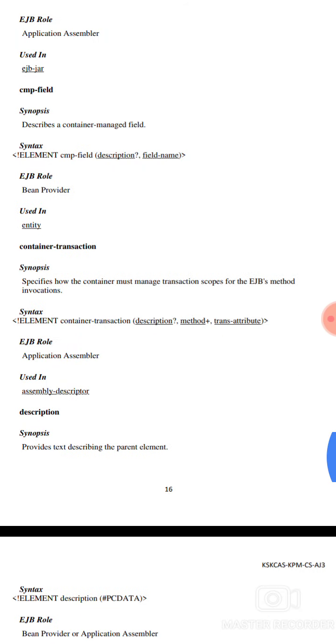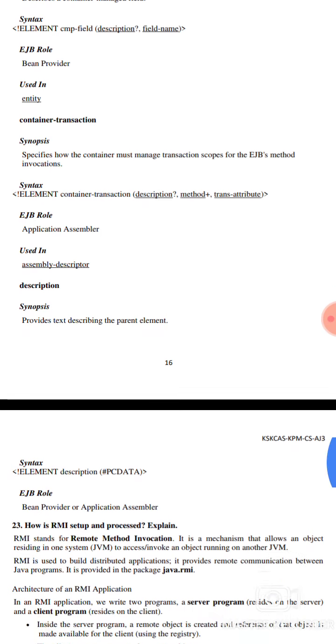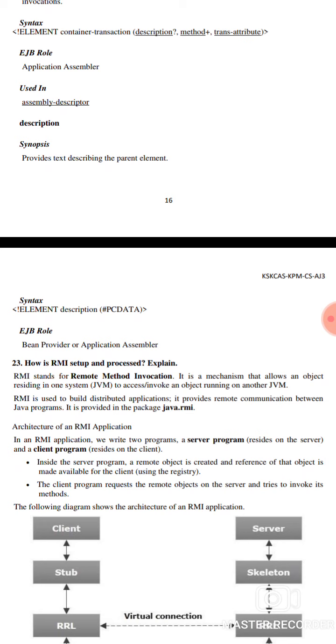Synopsis: describes container management. Syntax elements: CMP field, description, field name. EJB role: bean provider. Used in: entity. Container transaction synopsis: manages transaction scope. Syntax elements: container transaction, description, method plus transaction attribute. EJB role: application assembler. Used in: assembly descriptor.